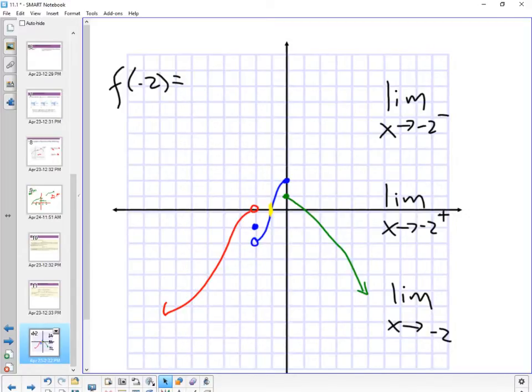Answer these four, the one that I was confused on. The last one, it's 0. The limit is 0, but it doesn't equal 0.